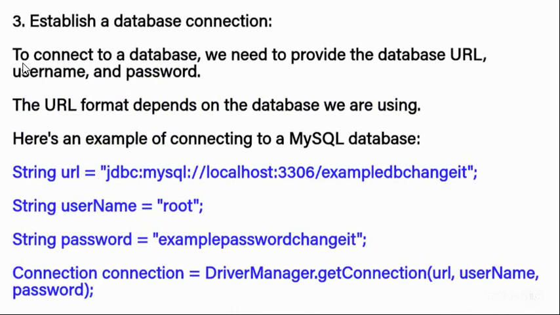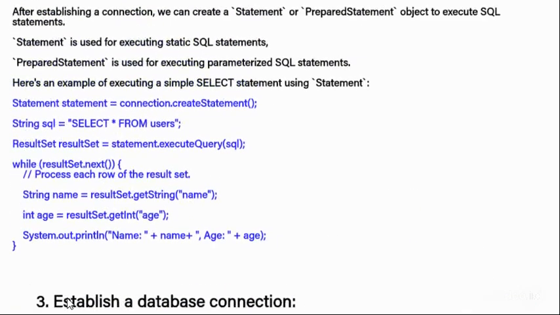3. Establish a database connection. To connect to a database, we need to provide the database URL, username, and password. The URL format depends on the database we are using. Here's an example of connecting to a MySQL database. String URL equals jdbc:mysql://localhost:3306/example, change it. String username equals root. String password equals example password, change it. Connection equals DriverManager.getConnection(URL, username, password).